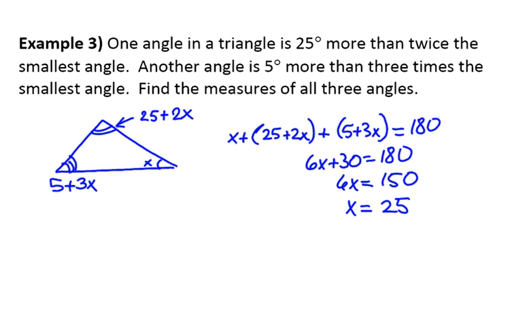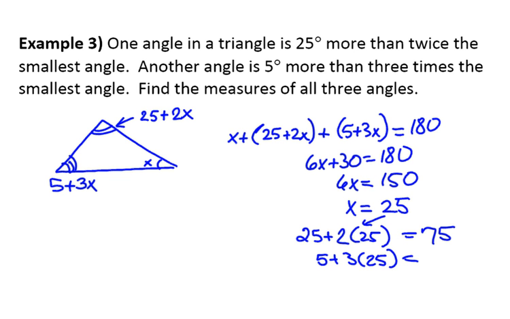So once we find x, we can find the other 2 angles. The second one was 25 plus 2 times x, and x is 25. So that comes out to be 50 plus 25 is 75. And the third angle is 5 plus 3 times x, which is 25. So I get 75 plus 5 is 80. So our angles will be 25 degrees, 75 degrees, and 80 degrees.